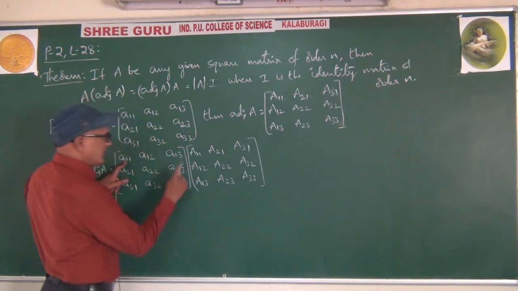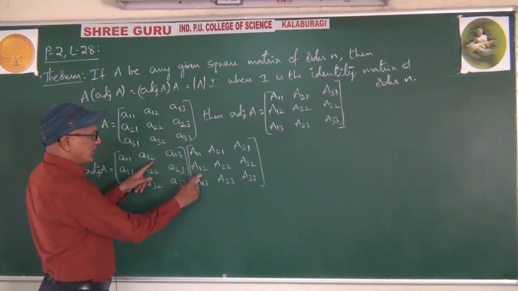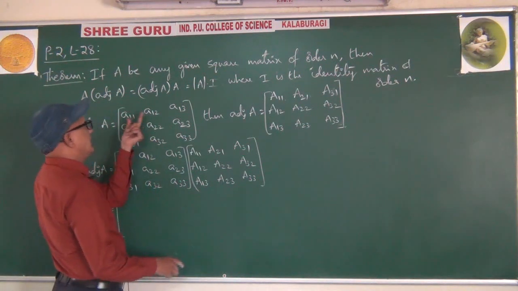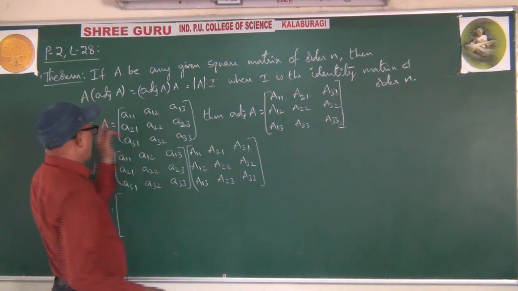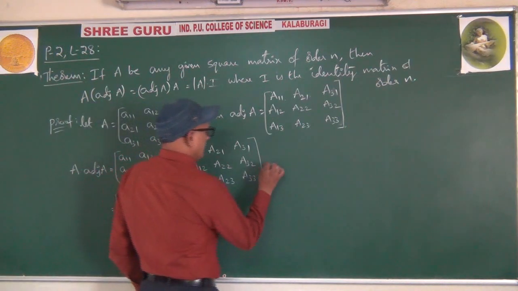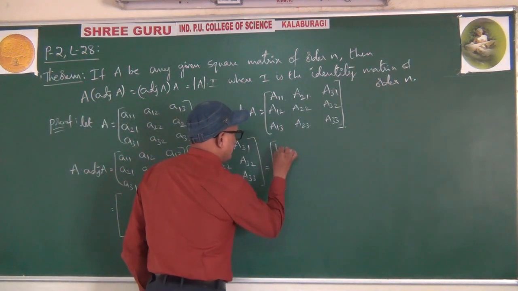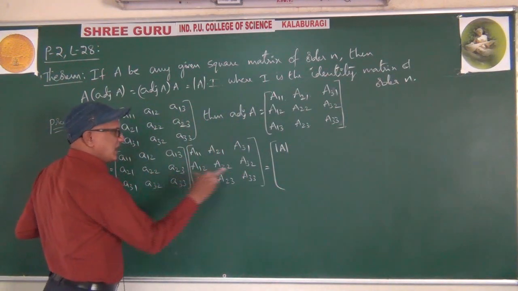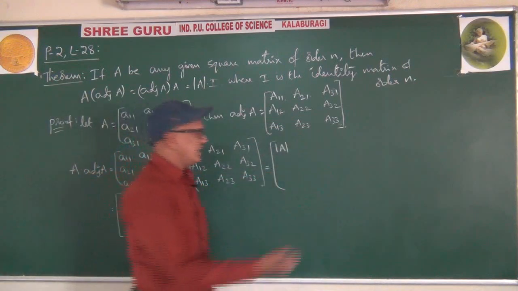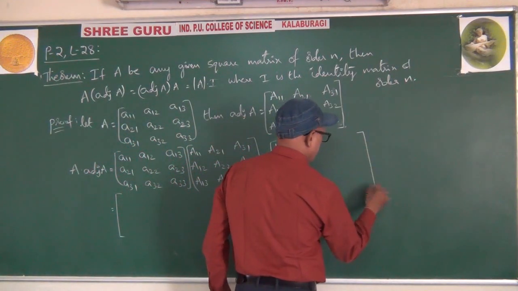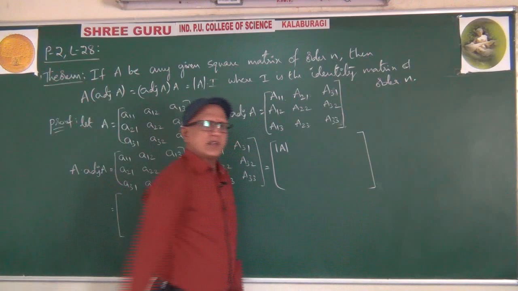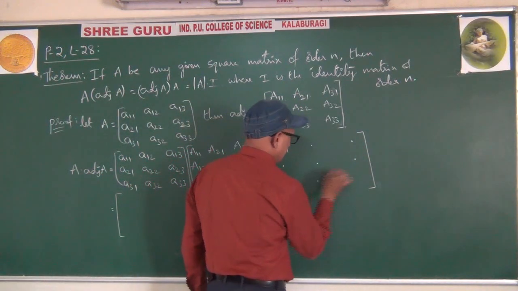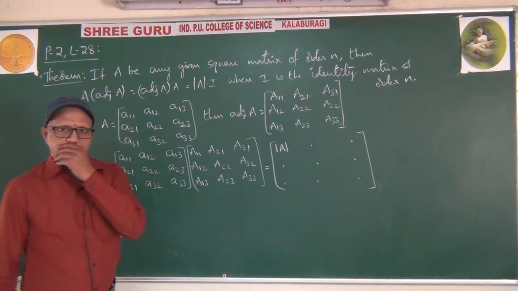See, A11, A11, 11, 11, 12, 12, 13, 13. So we don't get 0; we get the determinant of this matrix. If you multiply a 3 by 3 matrix and a 3 by 3 matrix, what is the answer? The answer is also a 3 by 3 matrix only. Right?